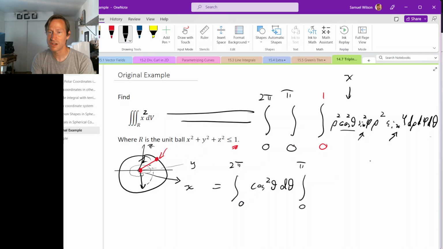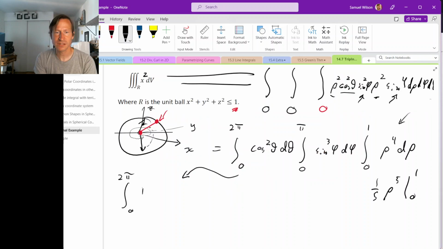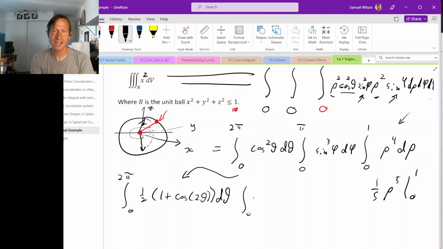So for cosine squared, the way to handle this one is to use a trig identity. Cosine squared theta is equal to 1/2 times 1 plus cosine 2 theta. Okay. And then for an odd power of sine, the way to do this is to take 2 of those sines, right? Think of this as sine squared times sine. Okay, and then take sine squared and rewrite that as 1 minus cosine squared phi, times sine phi d phi.